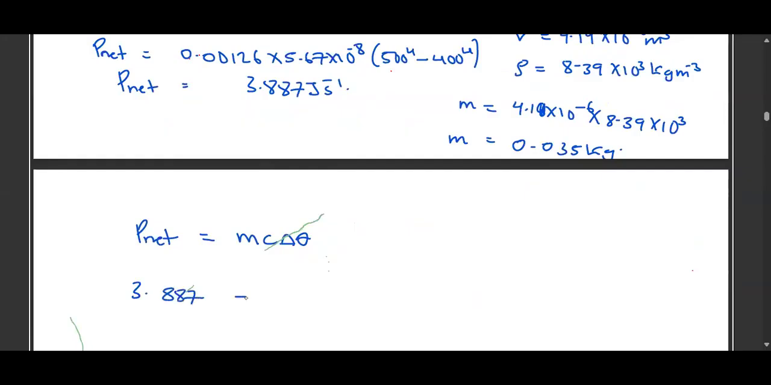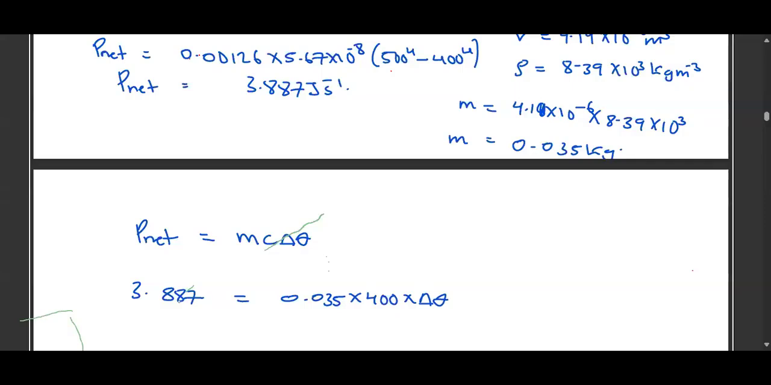3.887 is going to equal 0.035 times 400 times delta theta. Now, delta theta for this case is standing in for the rate at which the temperature is going to be dropping. So we have 0.035 times 400.